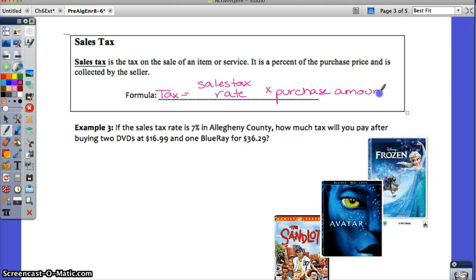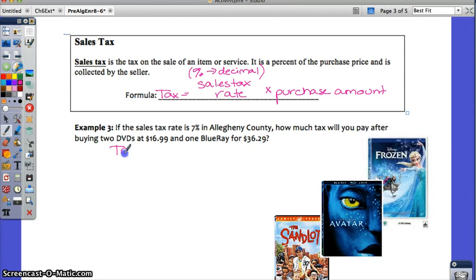Last time it was the rate times the sales, right, for commission. And again, your rate is going to be a percent. Make sure you write it as a decimal. You pay sales tax every day when you make a purchase on any item. We don't have to pay tax on food, but any extra item that's not necessary, like a video or candy, is taxed. If the sales tax rate is 7% in Allegheny County, and that is true, how much tax will you pay after buying 2 DVDs at $16.99 and 1 Blu-ray at $36.29?